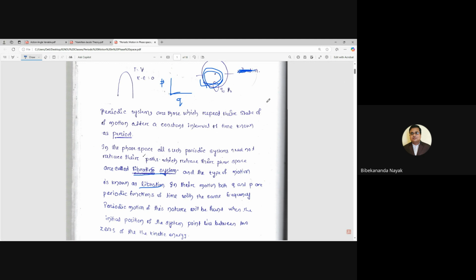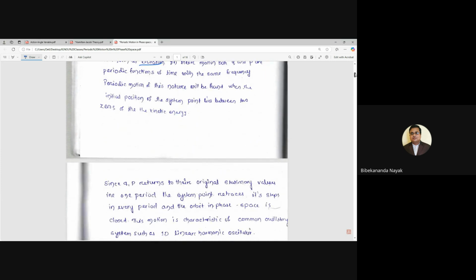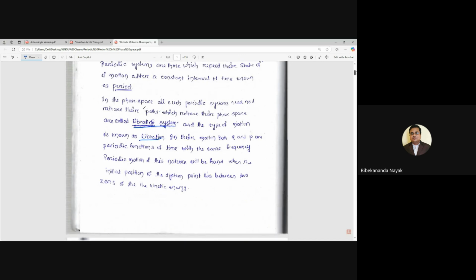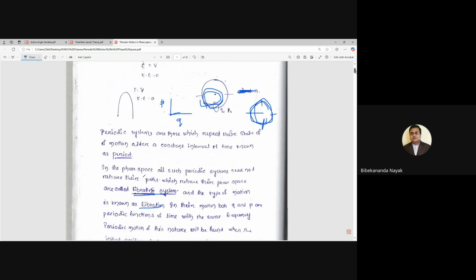Periodic motion of this nature will be found when the initial position of the point lies between two zeros of the kinetic energy. In central force motion, the motion must have two turning points where it changes direction. Two turning points means where the total energy equals the potential energy and the kinetic energy is zero. So that motion is known as libration.